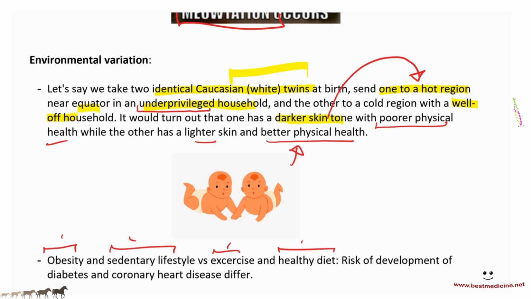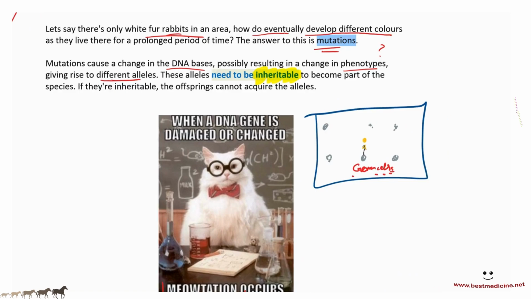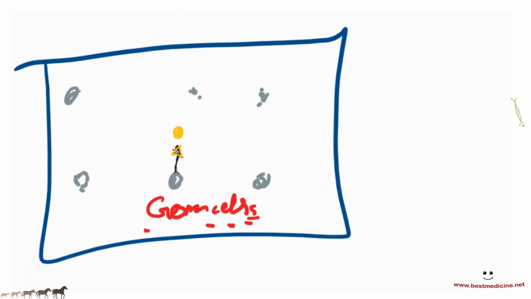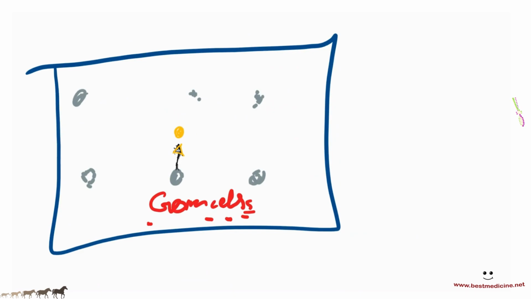These can increase the risk of developing diabetes and coronary heart disease, and therefore this is also a kind of environmental variation. This variation eventually gives rise to different versions of the same species in a given area. Some of those that are more adapted to their surroundings are going to be better suited to survive a selection pressure.